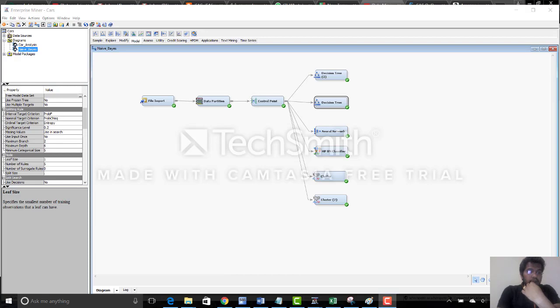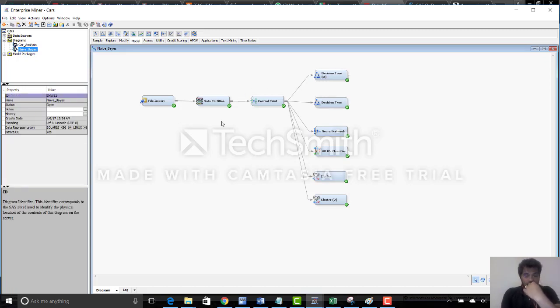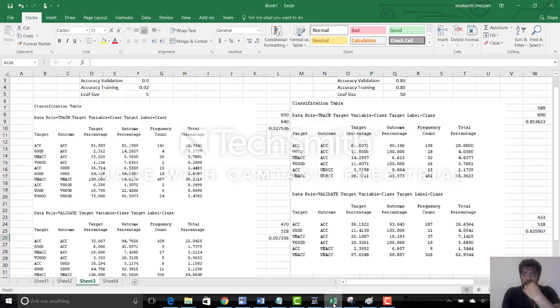The fourth point I would like to discuss is the relationship between leaf size and accuracy of training and validation datasets. I have selected 2 decision tree sources over here. For one decision tree, I have made the leaf size 50, and for the other decision tree I have made the leaf size 5. I have run both the decision trees and captured the results in an Excel sheet.